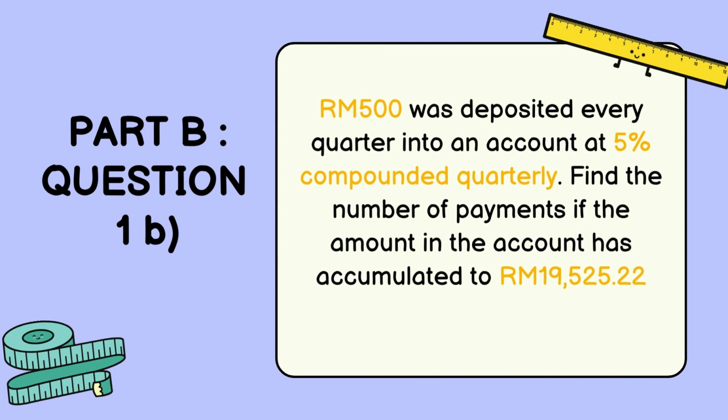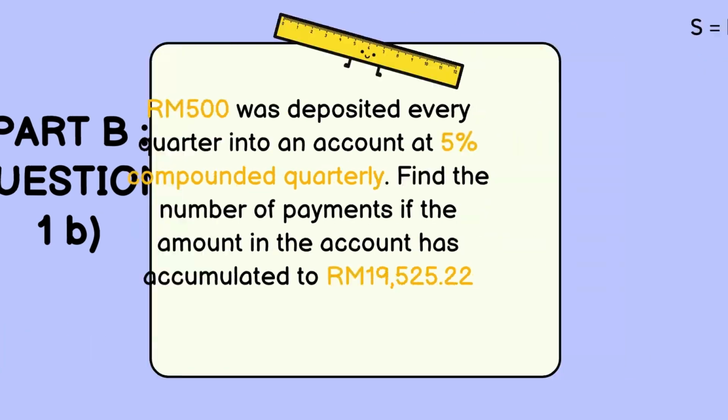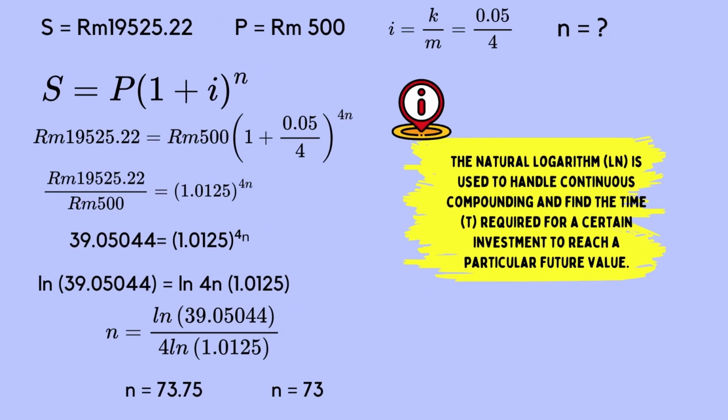Part B, question 1B. RM500 was deposited every quarter into an account at 5% compound quarterly. Find the number of payments if the amount in the account has accumulated to 90,525.22 cents. For the formula, we can use S equal to P, open bracket 1 plus I, close bracket, power of n. So we have given the information about S, I and P, which is I is 0.05 over 4, then S is 90,525.30 cents and P is equal to 500.